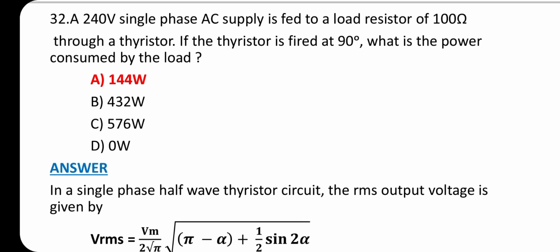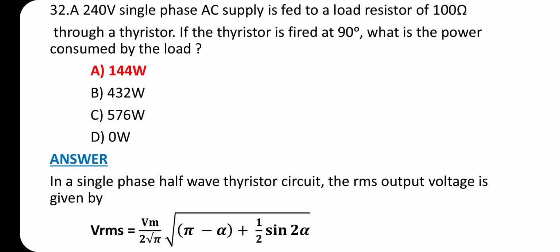Question number 32. A 240 volt single phase AC supply is fed to a load resistor of 100 ohm through a thyristor. If the thyristor is fired at 90 degree, what is the power consumed by the load? Option A, 144 watt is the correct answer.